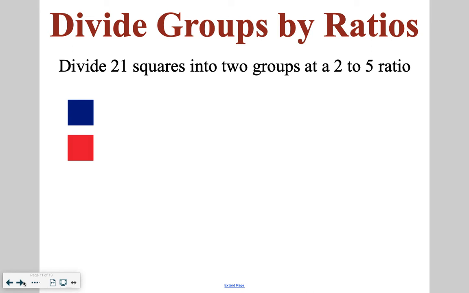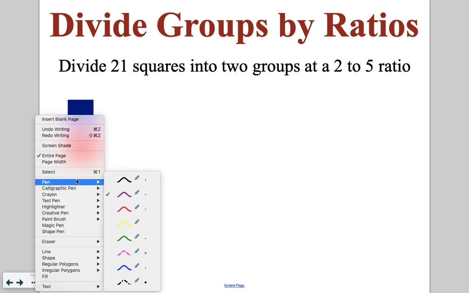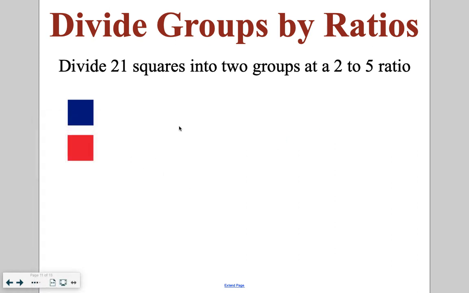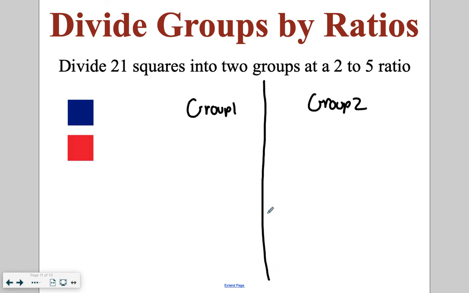The last thing we're going to look at is drawing out ratios. Divide 21 squares into 2 groups at a 2 to 5 ratio. The first thing that's important is we want 2 groups. So I'm going to call it group 1 and group 2, and then I'm going to split it down the middle so that I know what is in each group.